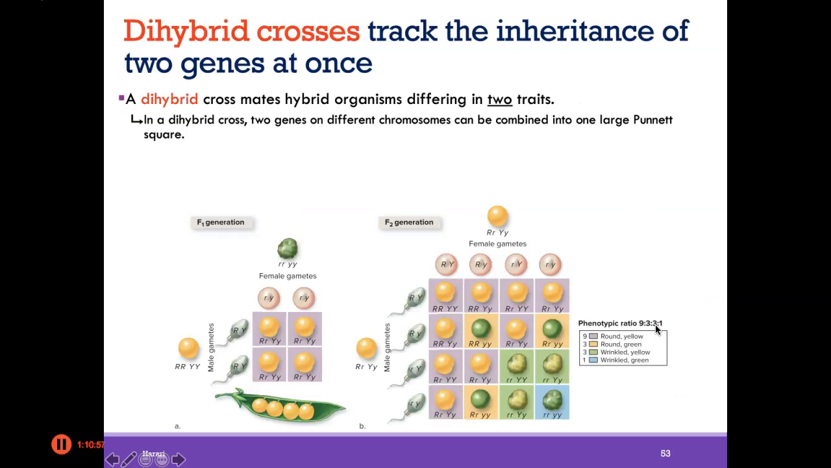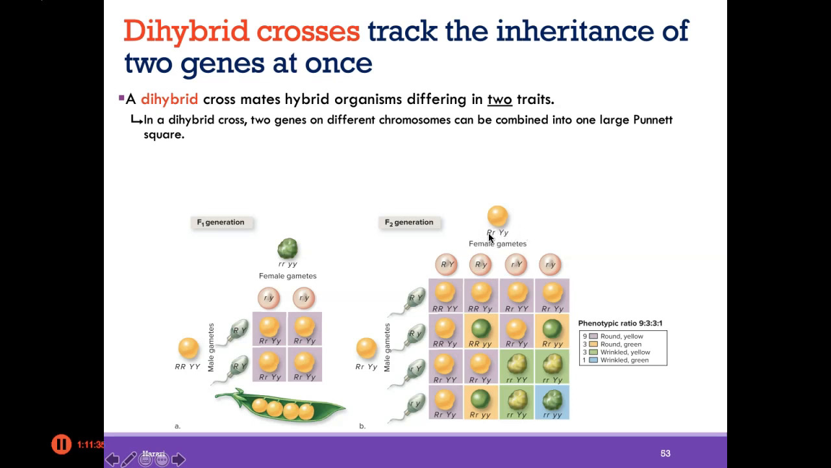And that is what we call a dihybrid cross. A dihybrid cross makes hybrid organisms that differ in two different traits. So this is showing a dihybrid cross: big R, little r, big Y, little y crossed with big R, little r, big Y, little y. And in a dihybrid cross, two genes on different chromosomes can be combined into one large Punnett square. So instead of 4 boxes, we have 4 by 4, so 16 different boxes. The important thing to know from this type of individual is that you could get 4 different gametes.